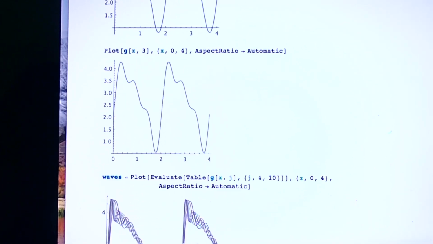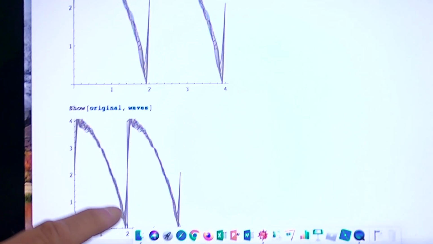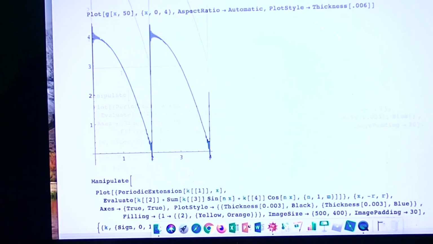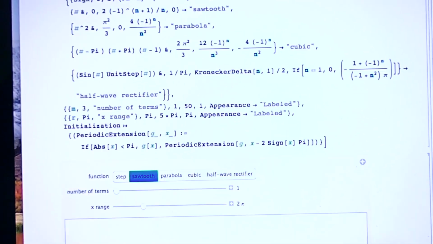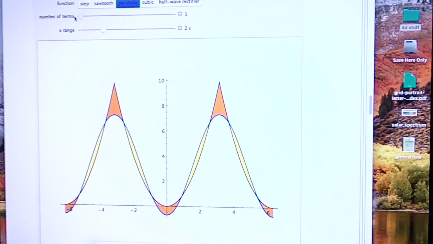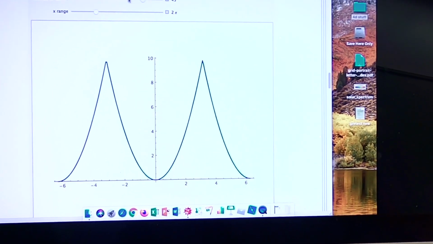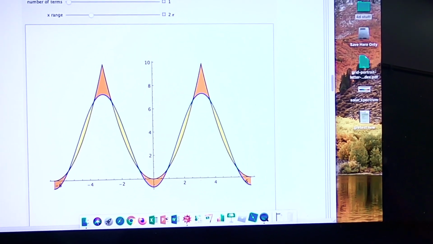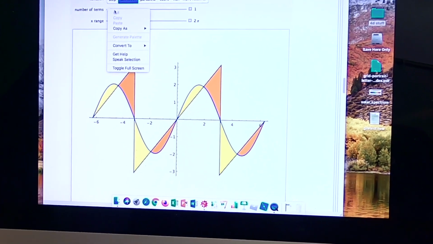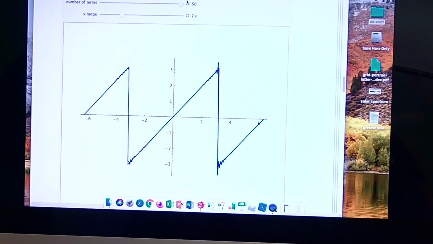The 3 terms. Here I went up to 10 terms again, and showing the original wave. It's kind of hard to see the original wave. And then here's the 50 terms. And so then I said, well, let's just make one where I can pick any function I want, like the parabola, and pick how many terms I want. As I add more and more terms, you see how it gets closer and closer to the true value. If I pick a sawtooth, that's kind of the one we just did. If I add more and more terms here, it gets closer and closer to the real function right there.